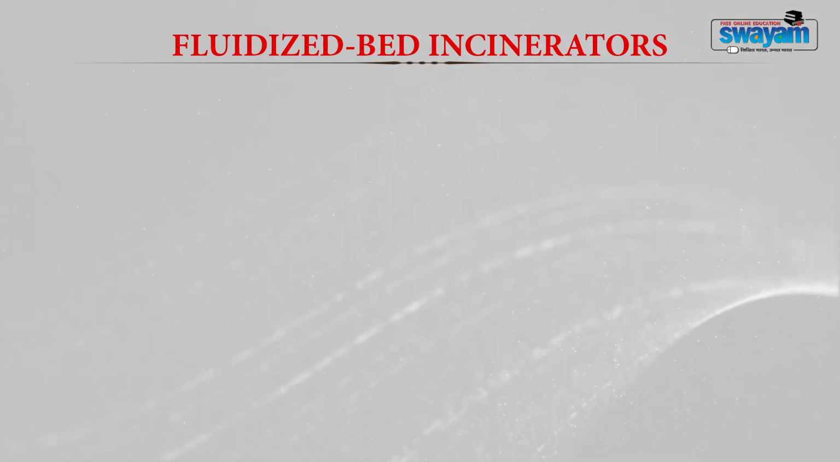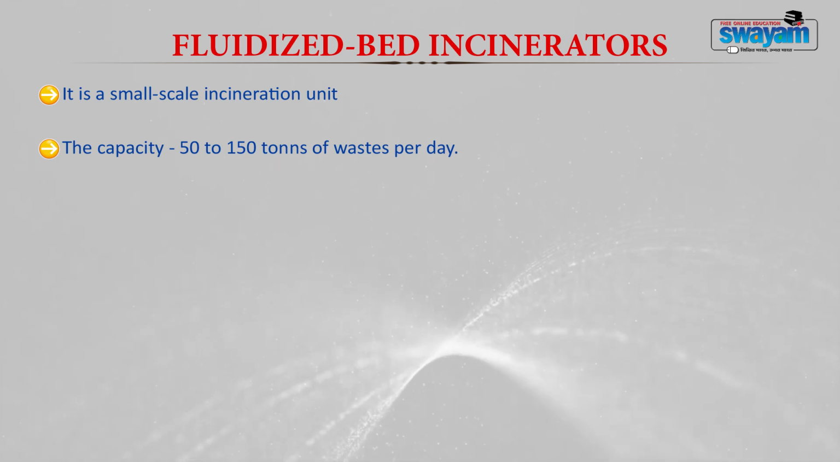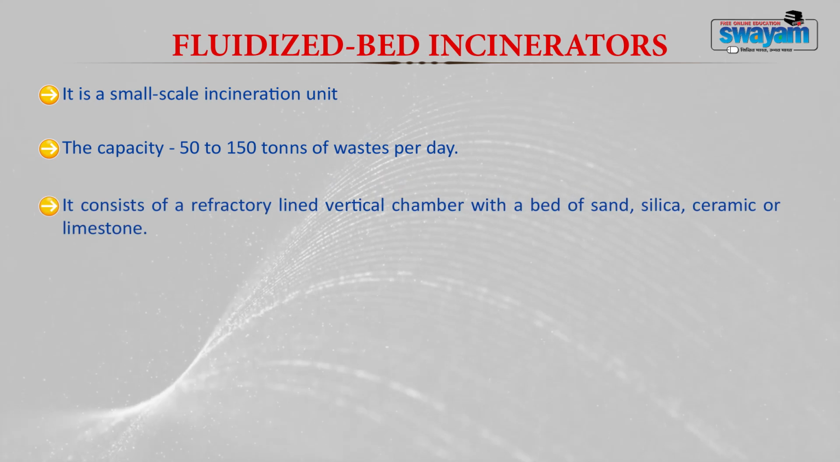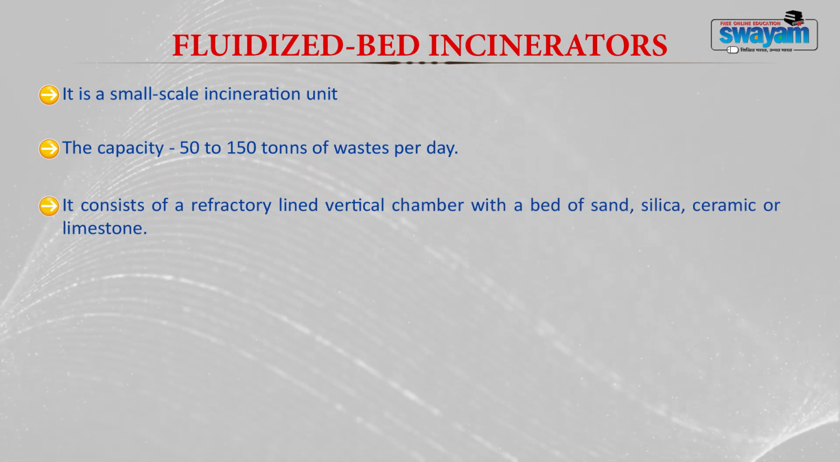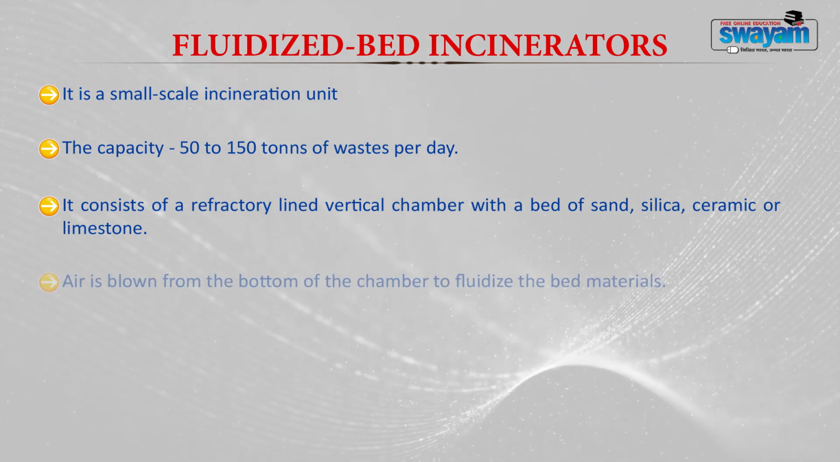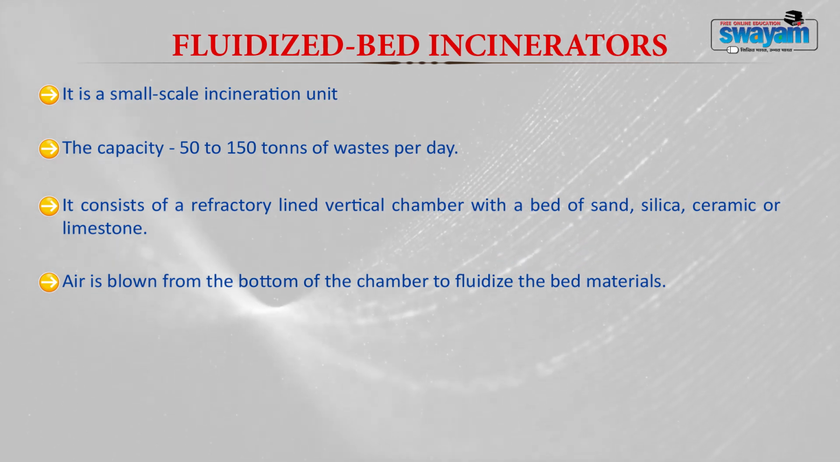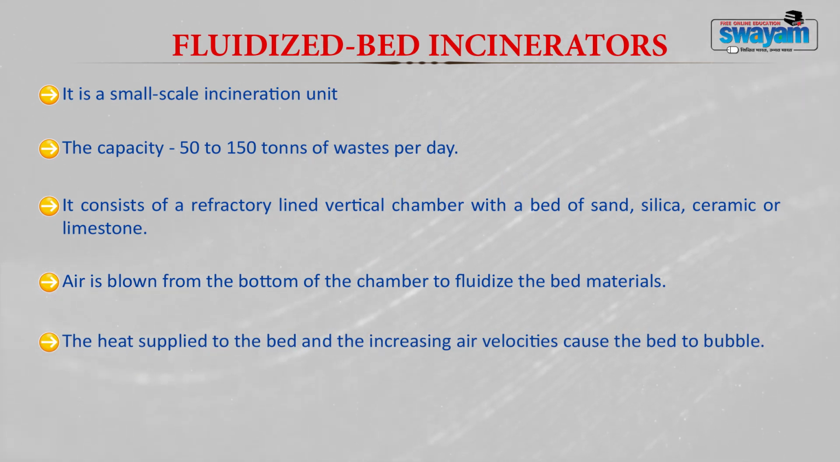The third type of incinerators is your fluidized bed incinerators. Again, it is a small scale incineration unit with a capacity of 50 to 150 tons of waste per day that can be burnt. Again, it consists of a refractory lined vertical chamber. The chamber contains a bed of sand, silica, ceramic and limestone. Now, the air is blown at the bottom of the chamber and this air fluidizes the bed material. Now, the heat supplied to the bed increases the air velocity and it causes the bed to bubble.